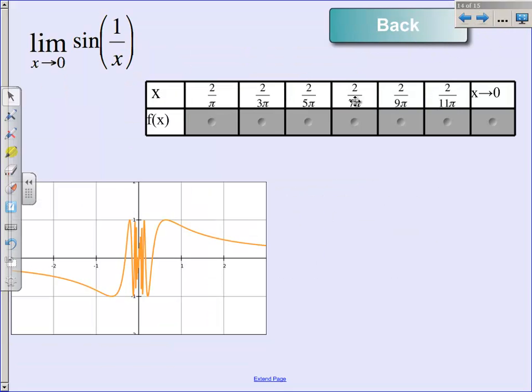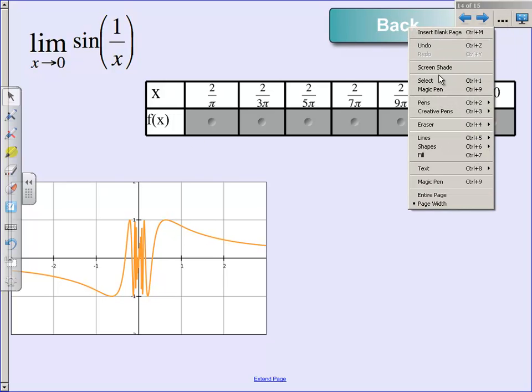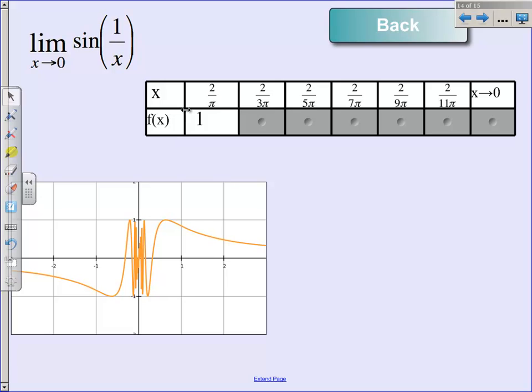All right, so let's take a look at oscillating behavior. This is sine of 1 over x. And this graph, when you zoom in at 0, is doing some crazy stuff in here. Let's see if this limit is approaching a specific value. If we plug in 2 over pi, it's 1. 2 over 3 pi, it's -1. 2 over 5 pi, it's 1. 2 over 7 pi, it's -1. And as we are getting smaller and smaller, these values are getting closer and closer to 0. This thing's just bouncing back and forth between -1 and 1. And that's an example of oscillating behavior, so we would say that the limit does not exist.